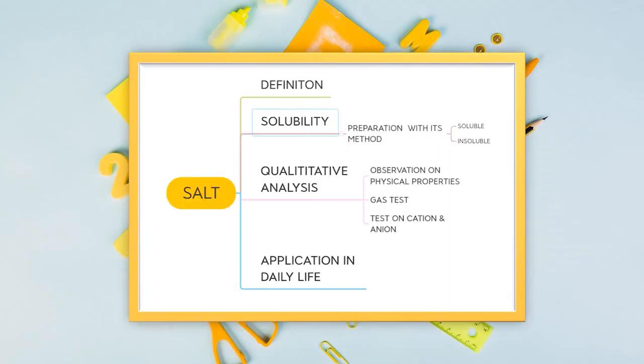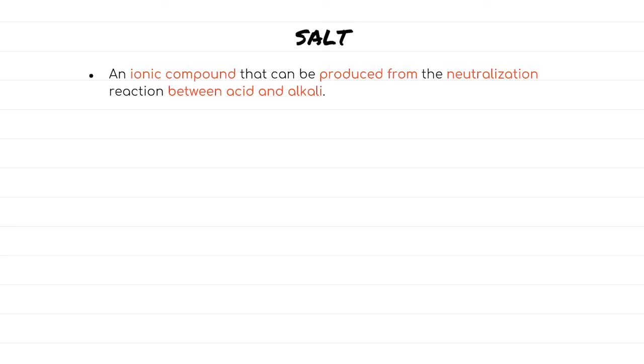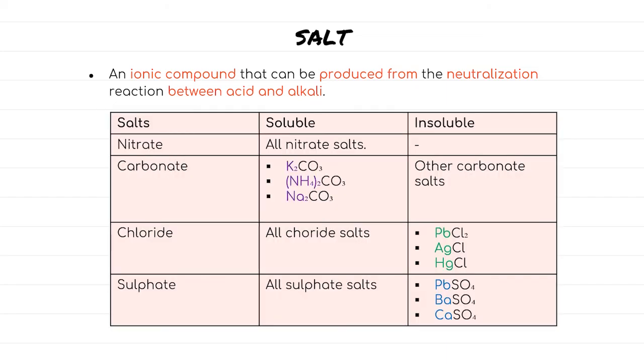Next, we are going to look at salt. We are going to look at the definition, the solubility, the qualitative analysis, and also the application in daily life. Salt is an ionic compound that can be produced from the neutralization between acid and alkali. And then for salt, we have soluble salt and also insoluble salt.